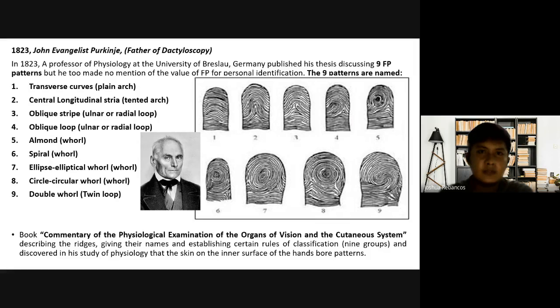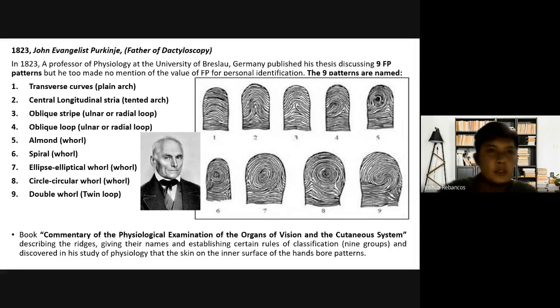We have the transverse curve, we have the central longitudinal stria or tented arch. Ito, yung plain arch, ito, yung transverse curve. Ito yung plain arch. Tented arch naman or central longitudinal stria. Ito, tented arch. Oblique stripe or ulnar or radial loop. Ito yun. Ulnar. Ito naman, radial. Pag galing dito sa left, yung delta ulnar. Pag right, then radial loop.